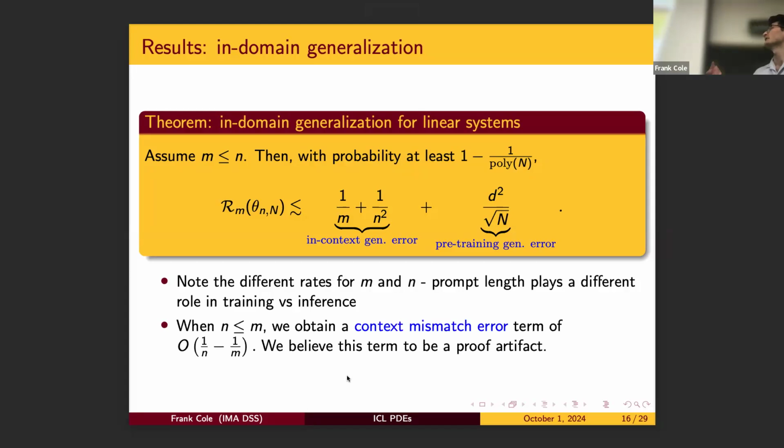And let's just say something quick about this assumption that the little m is less than little n. In the regime where n is greater than m, we have an additional error term that's corresponding to the mismatch between the lengths of the prompts. And so the dominant term will be 1 over little n in that case. But I'm pretty sure that this is a proof artifact, just because we don't see this in the numerics, even though we consider regimes in the numerics when little n is less than m.